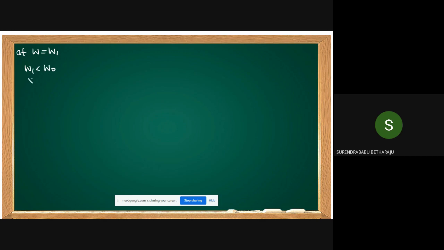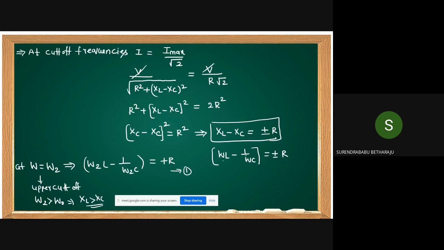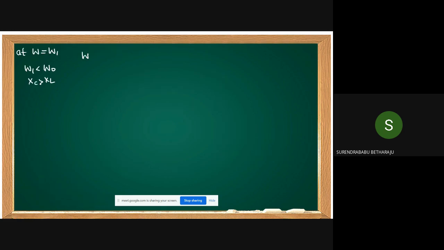Then XC is greater than XL. XC greater than XL means which is more dominant, students? The capacitive reactance is dominant. That is dominant, which means we can get the negative value. This difference we can get the negative value. That's why, at the lower cutoff frequency, omega 1 into L minus 1 by omega 1 into C is equal to minus R. Understand or not? Not only the final formula, students, in between whatever concept I am explaining, that you concentrate.